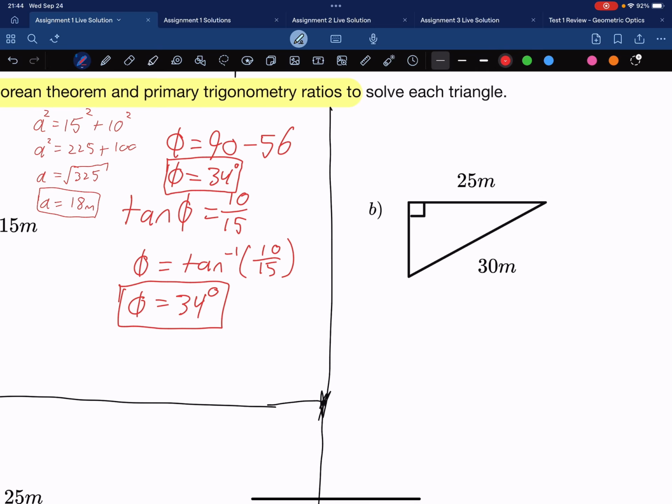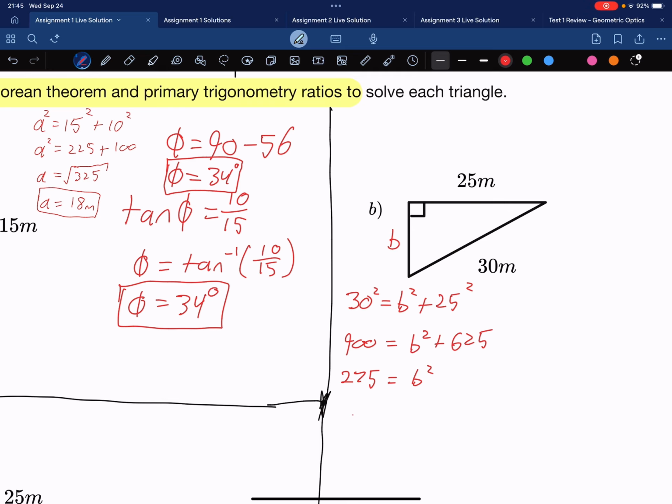Again, I'm going to start with Pythagorean theorem. This time I will call this side B for part B. So I'm looking for part B, side B. In this case, I have the hypotenuse. So I am going to write this as 30 squared equals B squared plus 25 squared. So that's going to be 900 equals B squared plus 625. Subtract this from both sides. I'm going to be left with 275 equals B squared.